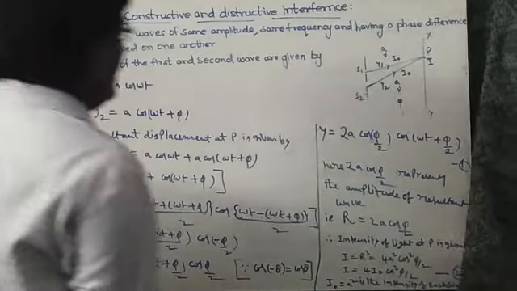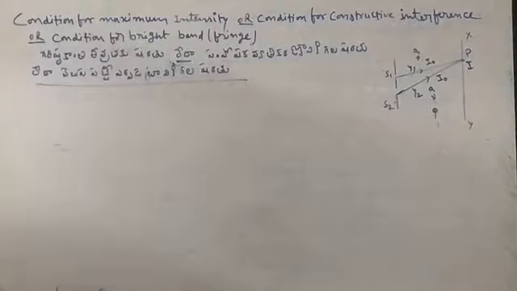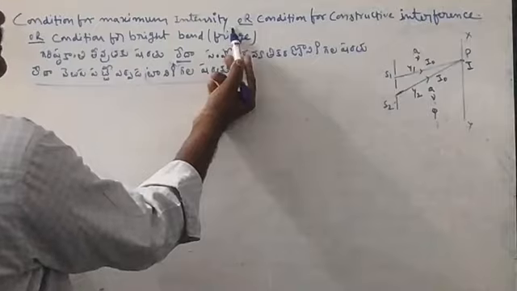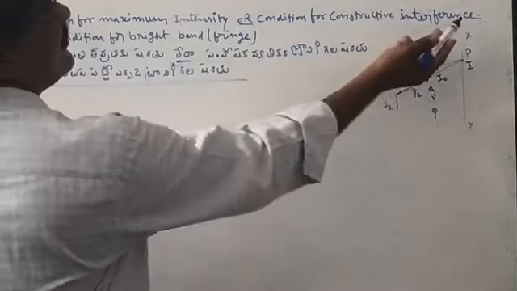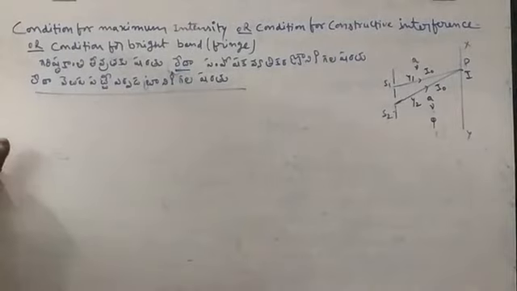Now, for maximum intensity. Condition for maximum intensity, or condition for constructive interference, or condition for bright band or fringe.